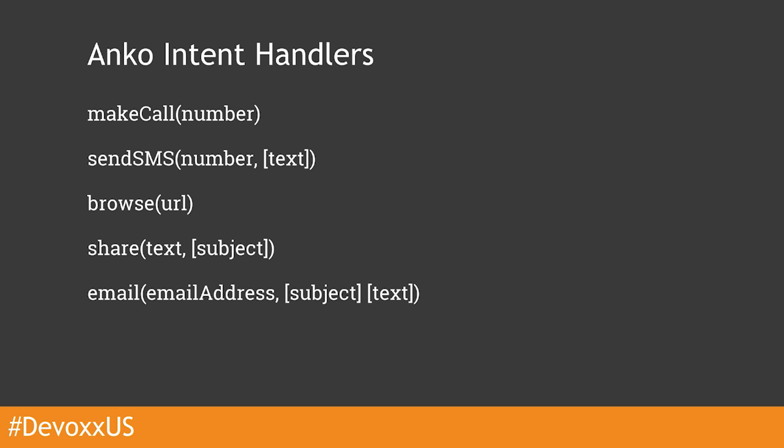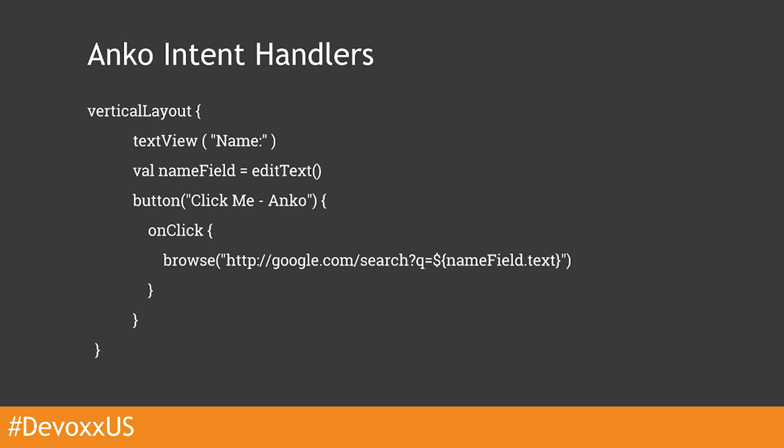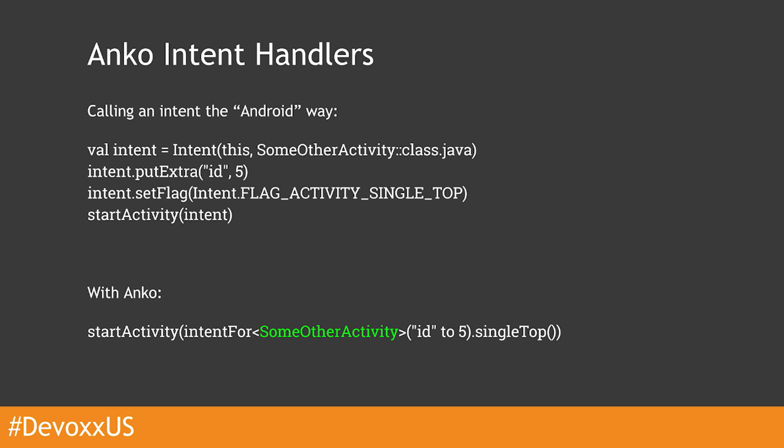So it has a couple of intent handlers, and these are the basic ones. The ones that I've used the most out of this list are browse and share. And these can just go into your regular UI. So here's another example, where that same text field that we had from before, when it on-clicks, launches the intent to go to whatever your browser service is. And you can also pass intent flags and things like that, and there's also a shortened way to call a specific individual intent.